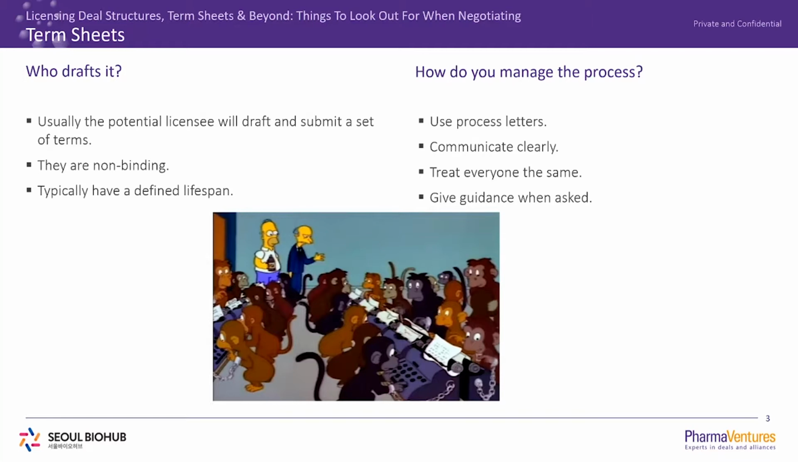I put this little cartoon up here. It's from The Simpsons. I don't know if it translates across to Korea, but there is a saying if you put enough monkeys in a room with typewriters, eventually they'll produce the works of Shakespeare. The same is not true for getting a deal done. If you put multiple business developers and lawyers in a room and let them free without a process in place, it probably will never get there. And clearly it does get there because lots of deals get done.